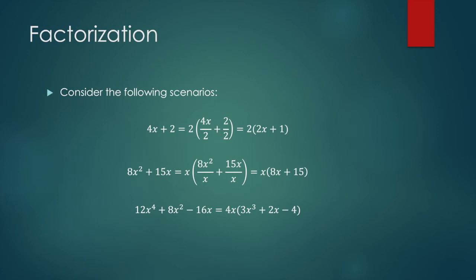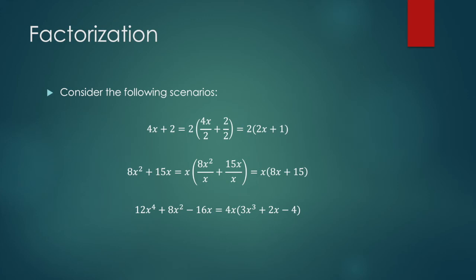So let's consider the following scenarios. We have 4x plus 2. So in terms of numbers, we have 4 and 2. Then our GCF has to be 2. 2 can be divided by 2, 4 can be divided by 2. We have a variable x, now there's a 4x plus 2. So x is not shared by both these numbers.